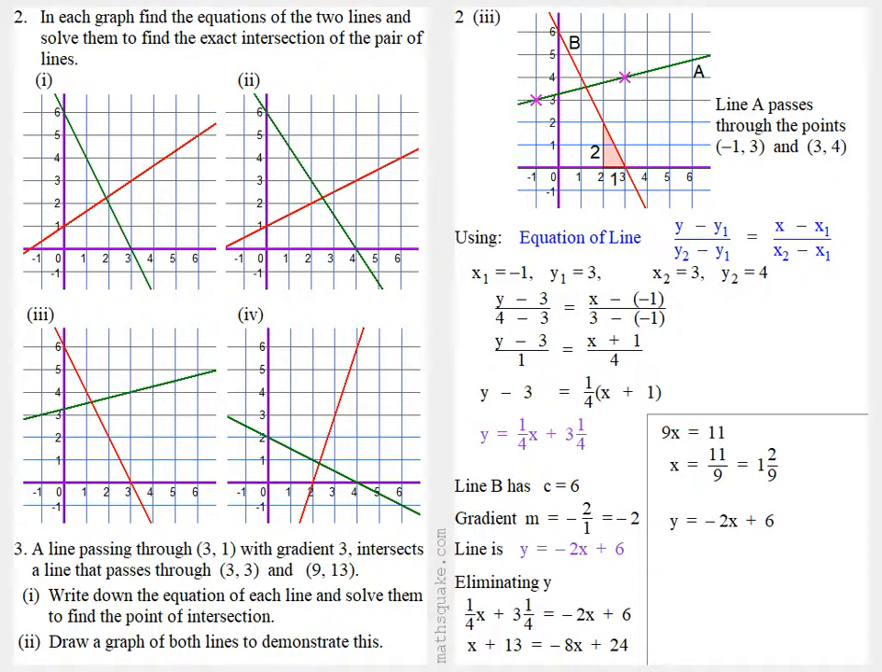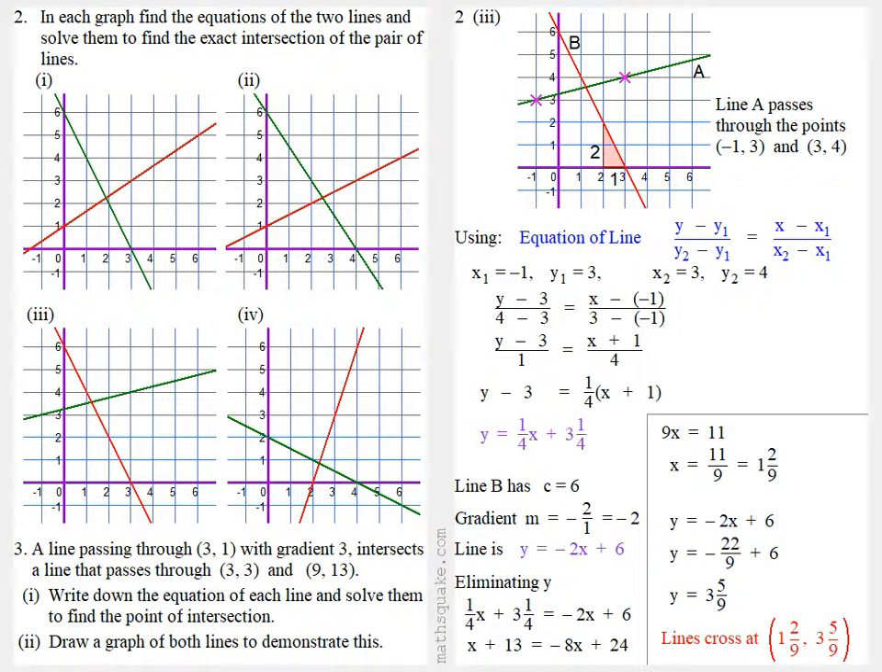Now we have y is minus 2x plus 6, so y is minus 22 over 9 plus 6, which works out to be 3 5/9. So we see the lines cross at 1 2/9 and 3 5/9.